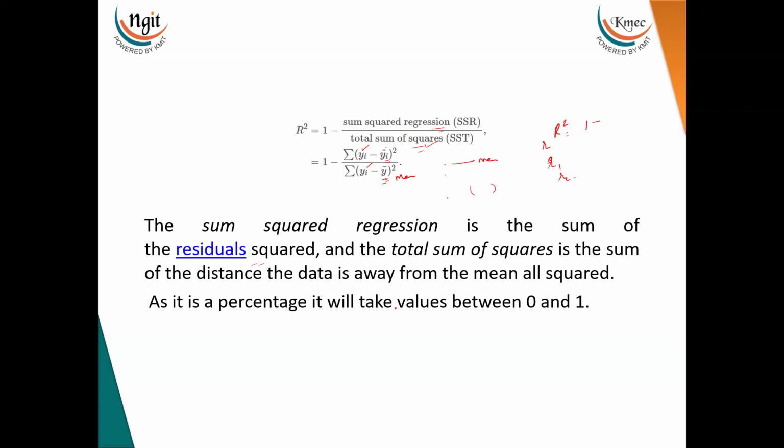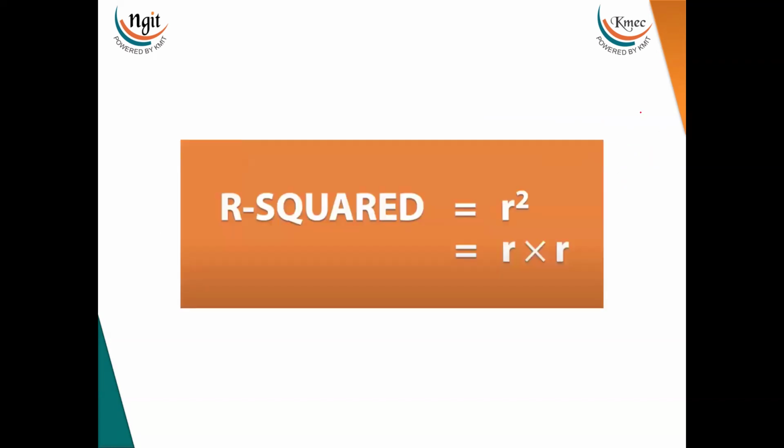As it is a percentage, it will take values between 0 and 1. The value always ranges between 0 and 1. Some you may get negative values, some you may get positive values. Why? Because in a regression line, data points below the line are called negative values and data points above are called positive values.